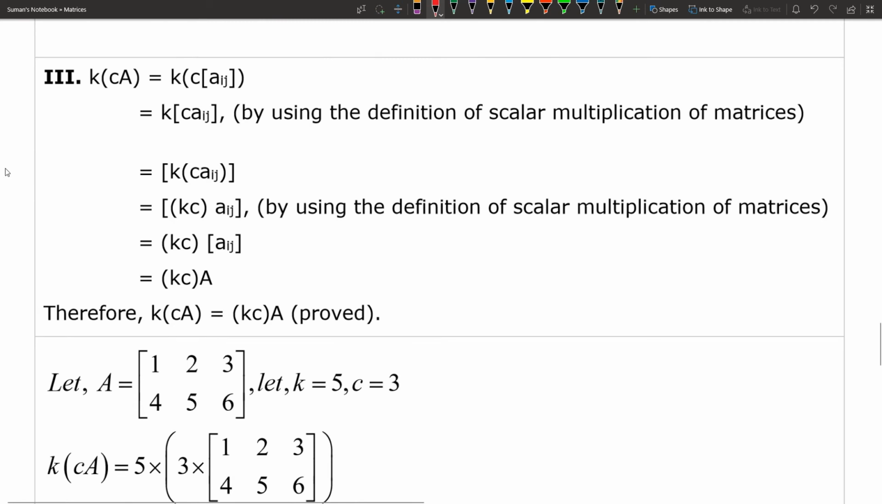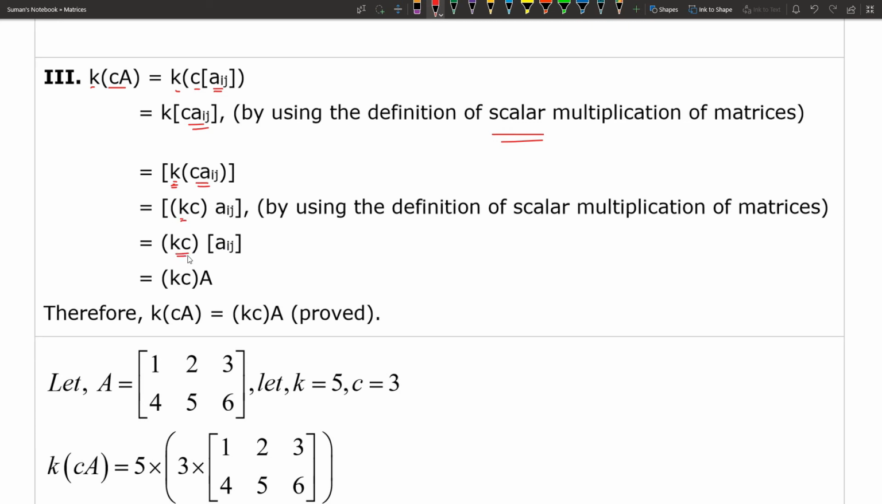Now the third one, which is saying K into Ca. So we may write K into C with Aij. So Caij, by using the definition of scalar multiplication of matrices, we are getting K into Cij, that means C into Aij. That means each and every element of the matrix A is now multiplied with the scalar C. Then we are multiplying the K once again. By the definition of scalar multiplication of a matrix, once again each and every element of Cij is now multiplied with the scalar K.